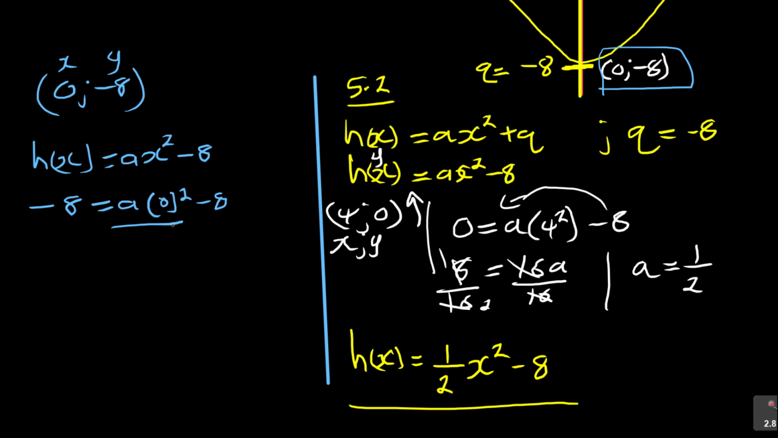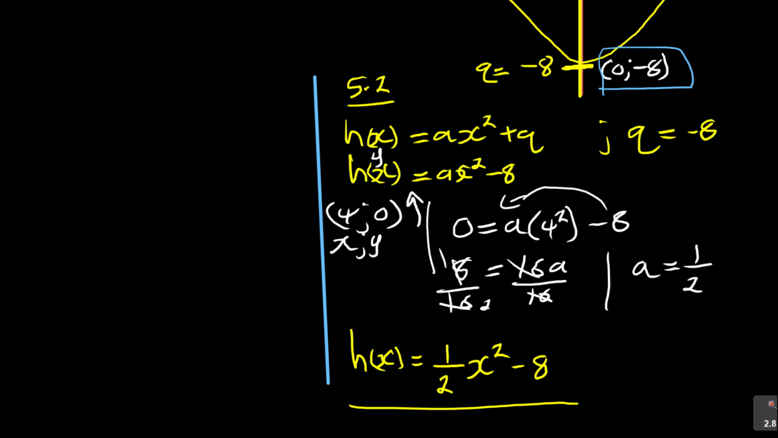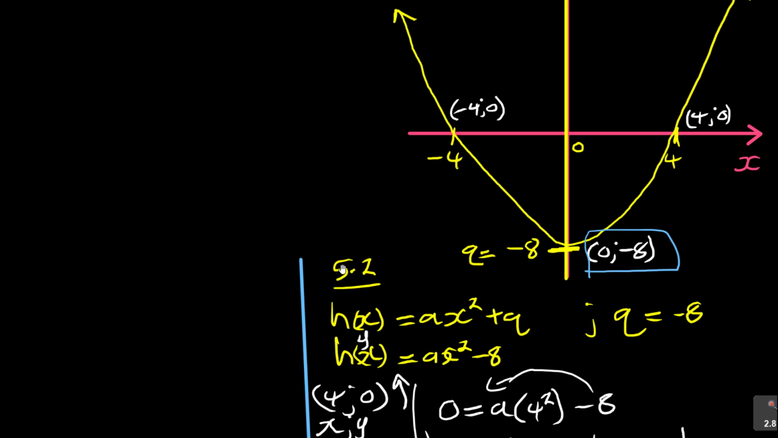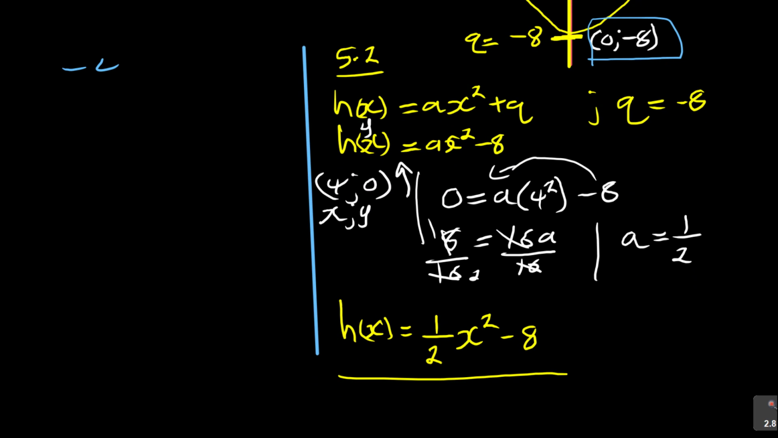Then this becomes 0. So you'll have minus 8 being minus 8. So this one won't work, but the other one was going to work. This one, minus 4, 0. Let's use that one. Minus 4, 0. This one was going to work.